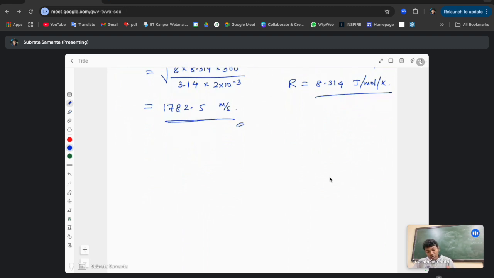Now, the last one is I want to compare that. I know that there are three types of velocities. One is the average velocity, let's say v average, which you just compute. Another one is v RMS. Another one is v MP, the most probable velocity, right? So which one is larger?